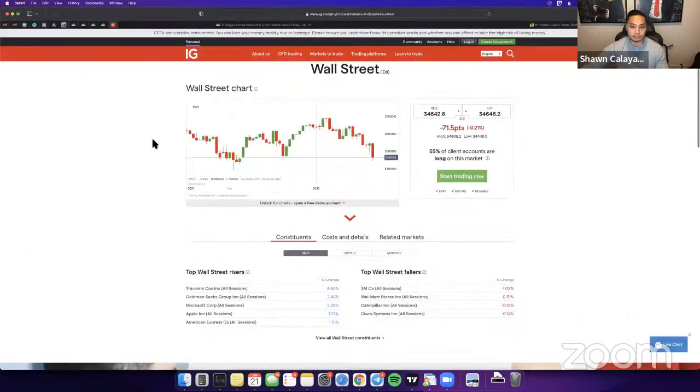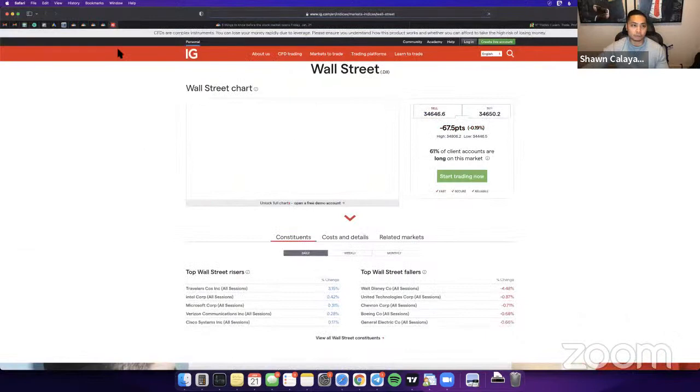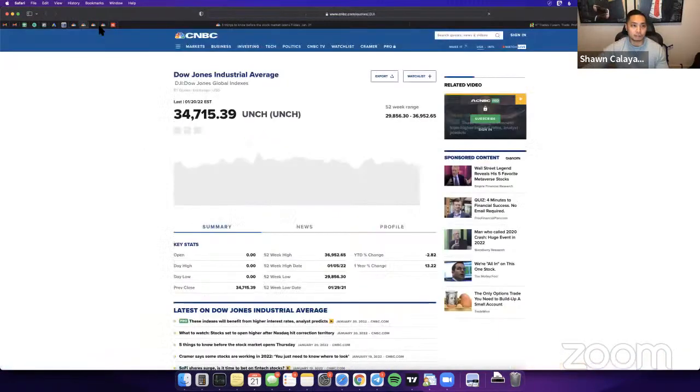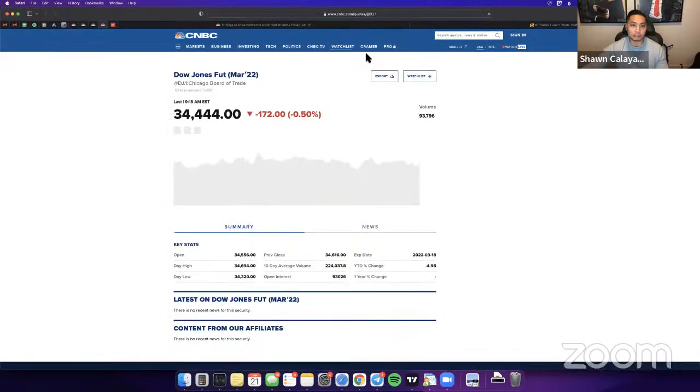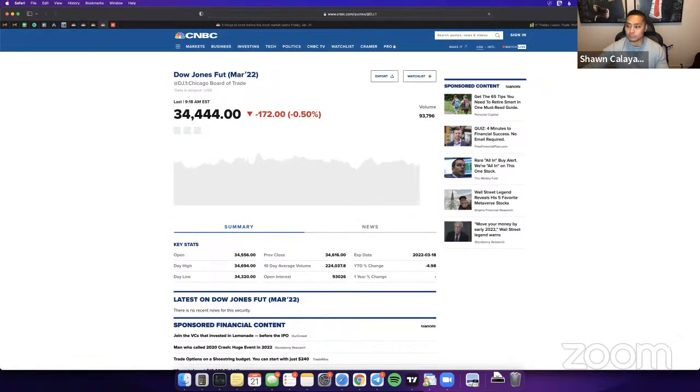Looking over at retail sentiment, it's currently 61% long. So we're looking for sells here. Also looking at futures data, it's currently 172 points in the red. So we're definitely not looking for any buys today, even though we're gonna get that spike up.